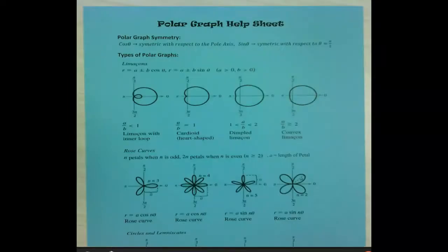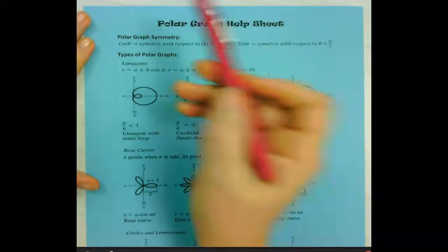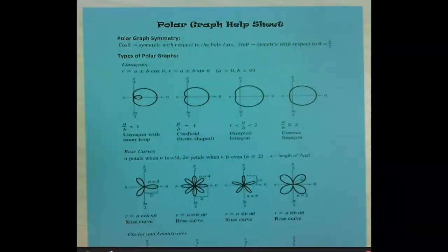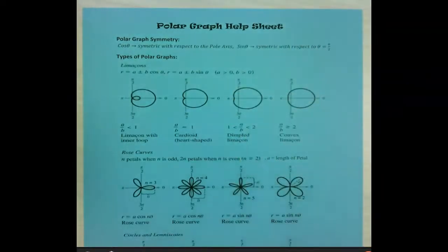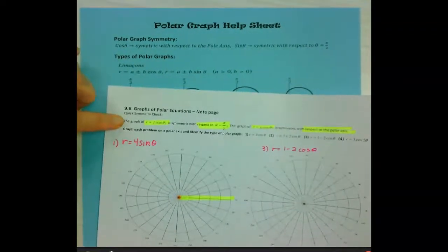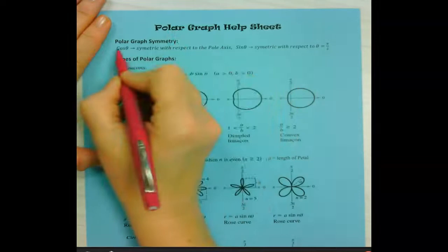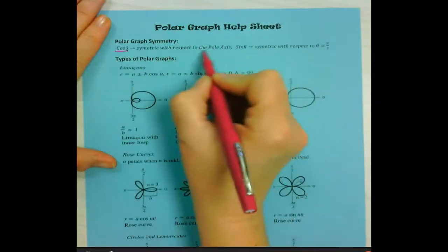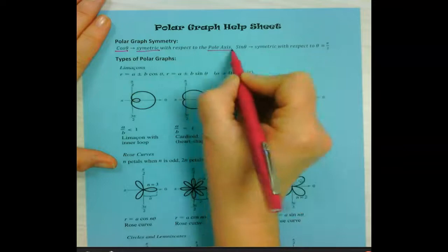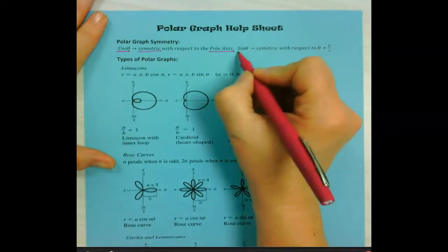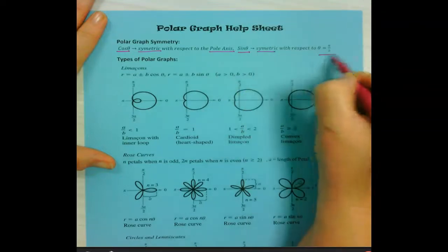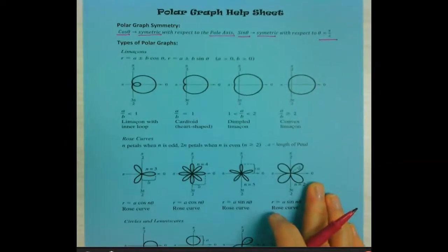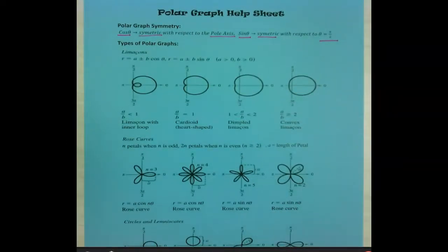As we are going through this graph, we have a polar graph help sheet. We're talking about the polar graph and a couple of things that we want to keep in mind. It's also on the note sheet right here, so you have it written down and don't have to be scrambling. On your help sheet, if it's a cosine equation, its symmetry is with respect to the pole axis. And if it's a sine equation, its symmetry is with respect to the pi over 2 axis. That's just stating what we just looked at in our notes, but I wanted you to know that it was there as well.